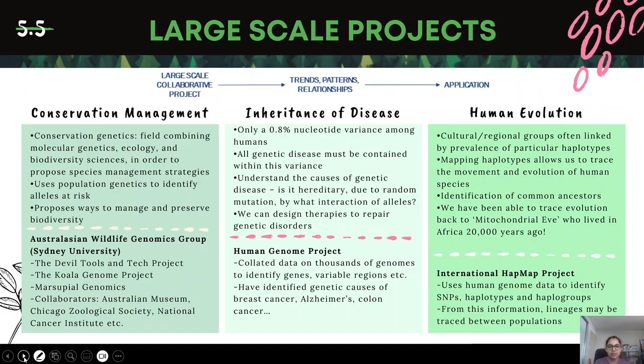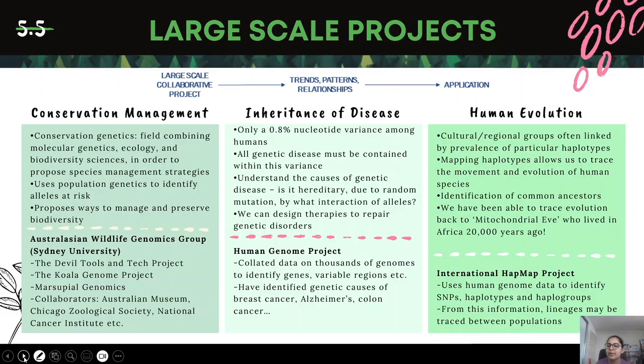Now, how do we use this information to implement large scale processes? Basically, we look at large scale collaborative projects by firstly looking at the trends and relationships between all these different elements, and then the application. Conservation management is a really good example, because conservation genetics is a field that combines molecular genetics, ecology, and biodiversity sciences, so that they can propose species management strategies.